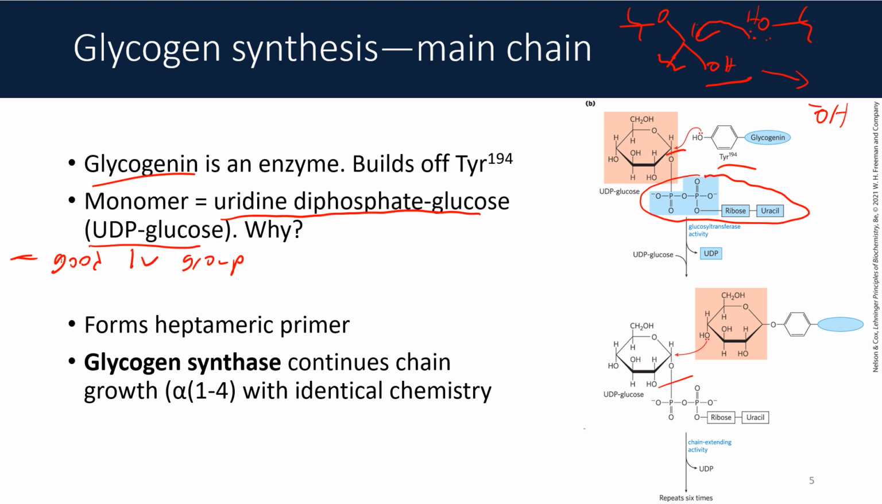And UDP is going to have a lot of resonance. The negative charge on those oxygens can delocalize all throughout there, which is going to stabilize the product of the leaving group, so to speak.